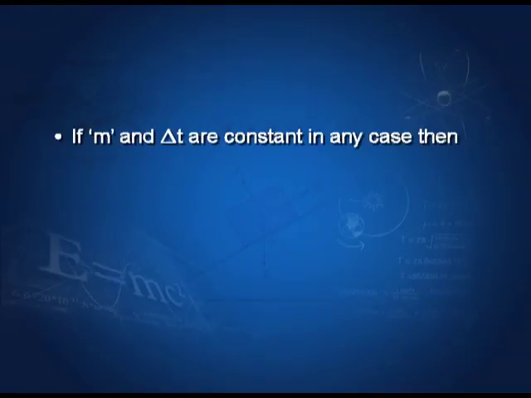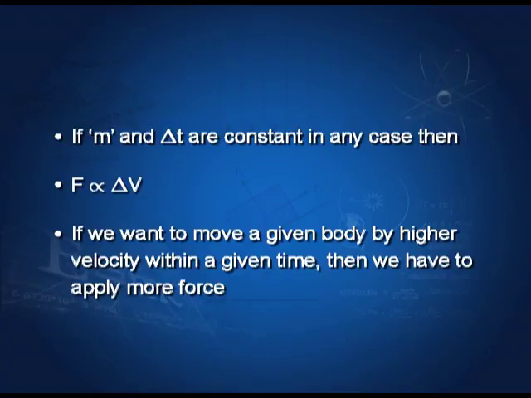For example, I have a truck and a bicycle. Both are moving with the same velocity and I have to stop them within the same time interval. Then I will have to apply more force on the truck. Now, if mass m and delta t are constant in any case, then force will be directly proportional to change in velocity. That means, if we want to move a given body by higher velocity within a given time, then we have to apply more force.